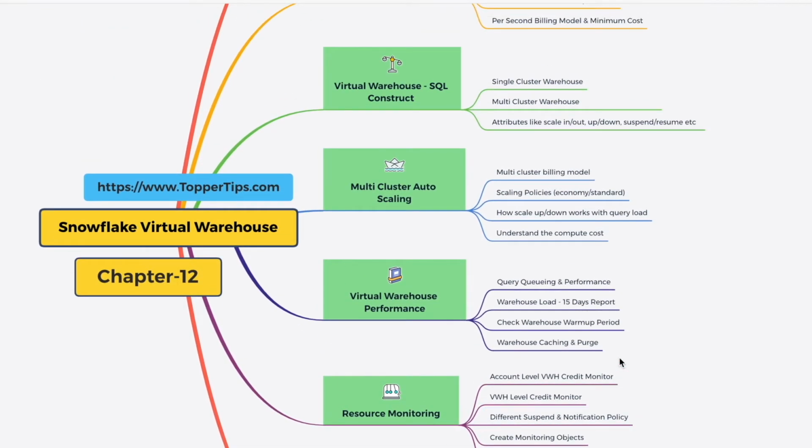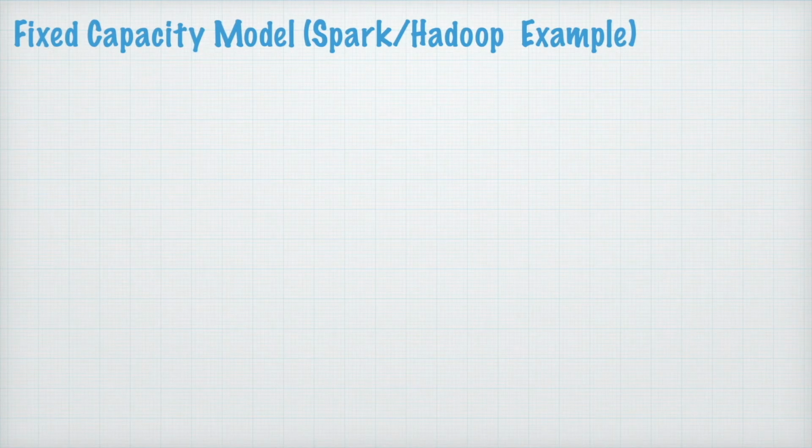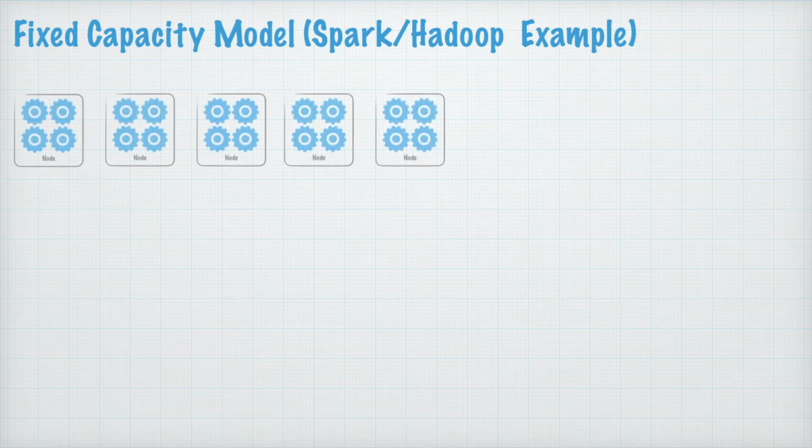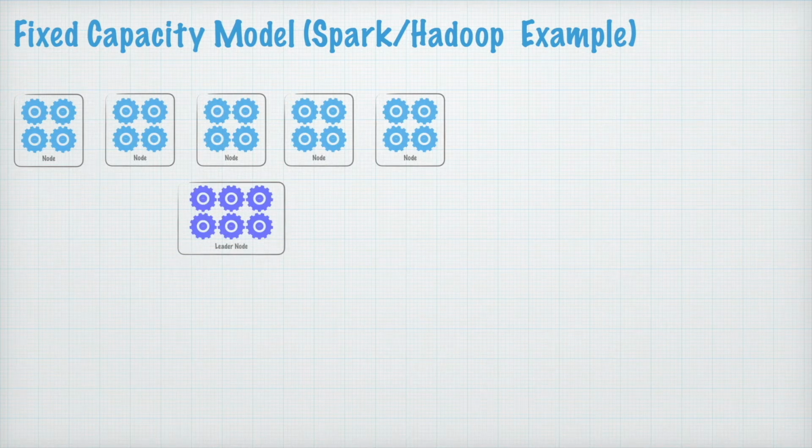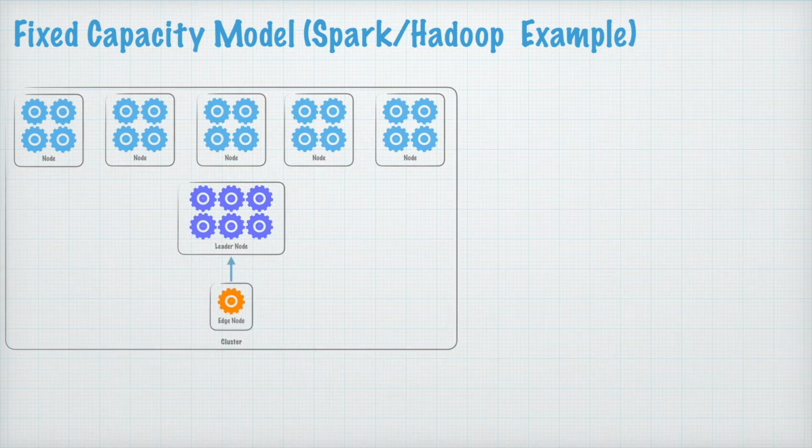So this is how the overall chapter looks like. So first, understand the fixed capacity model using a Spark and Hadoop example. Let's say I have a 4-node cluster. I have a leader node, which is also called name node in the world of Hadoop. I have the edge node. This entire compute set is known as a cluster.